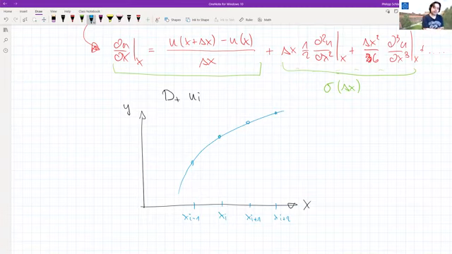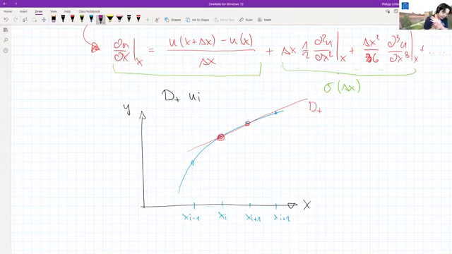And now what we have done here is this D plus approximation. So essentially we have put in a straight line, and we approximate the derivative in this point by the slope of this red line. So this would now be the D plus operator.